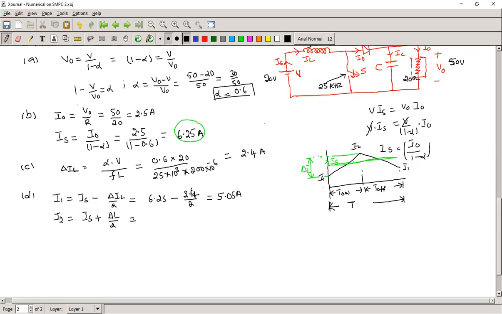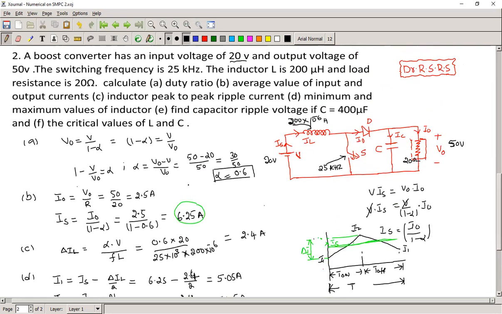In a similar manner, the maximum value of inductor current I2 equals IS plus delta IL by 2. So 6.25 plus 2.4 divided by 2, we are getting the value I2 equal to 7.45 amperes. This is the G bit.